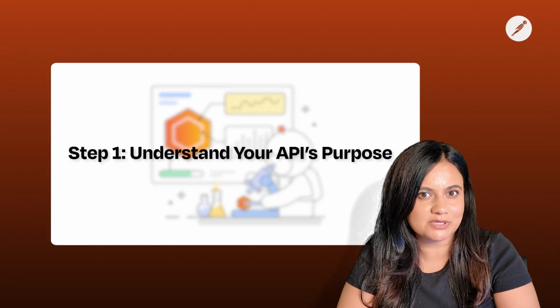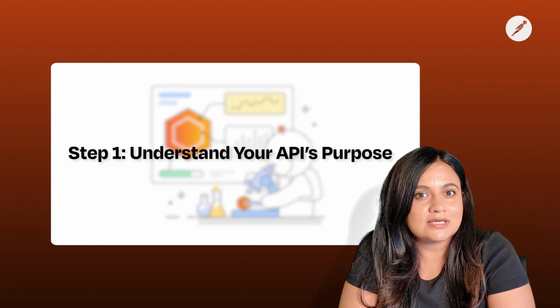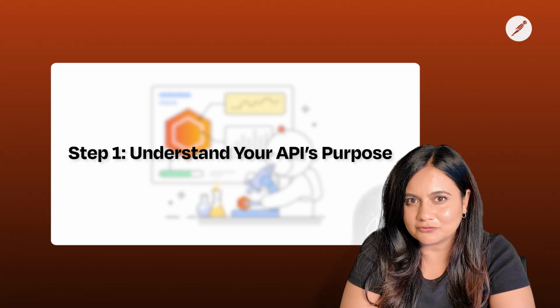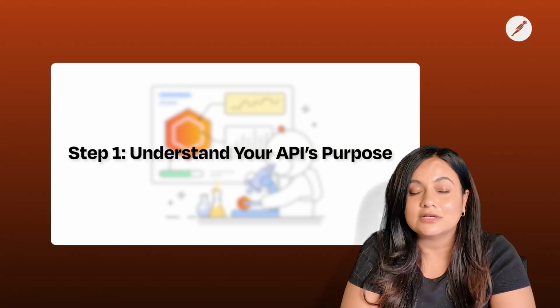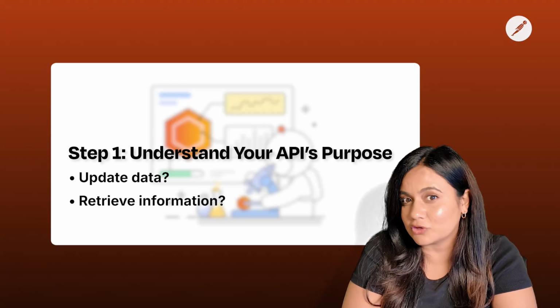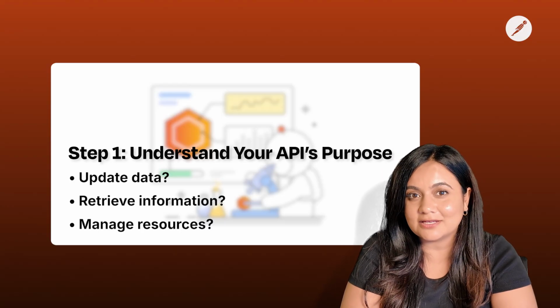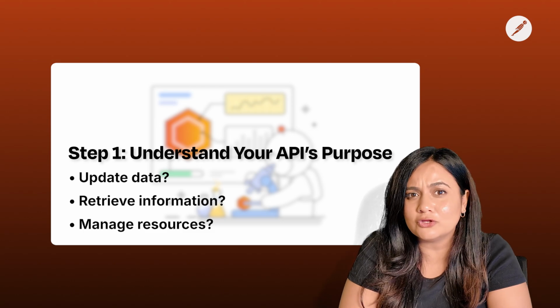So step number 1 is to understand your API's purpose. So the first thing is to get crystal clear on what your API is trying to achieve. What is your API's core mission? Does it update data? Does it retrieve information? Or does it manage resources? So you need to define the complete picture. What are your main use cases?